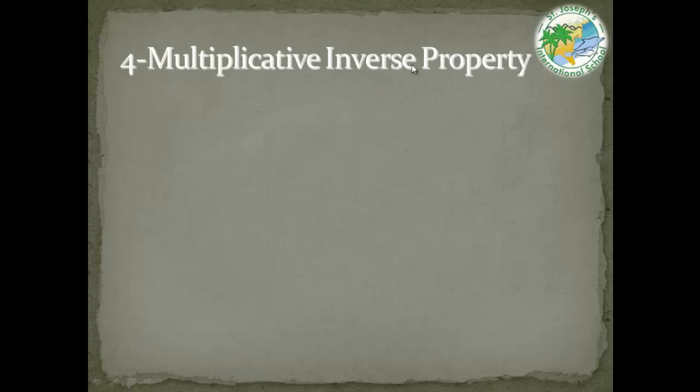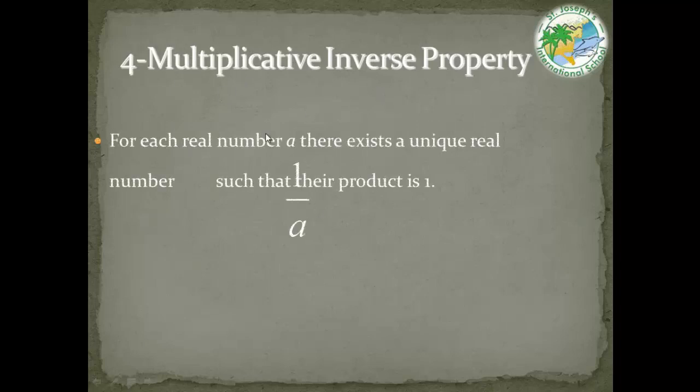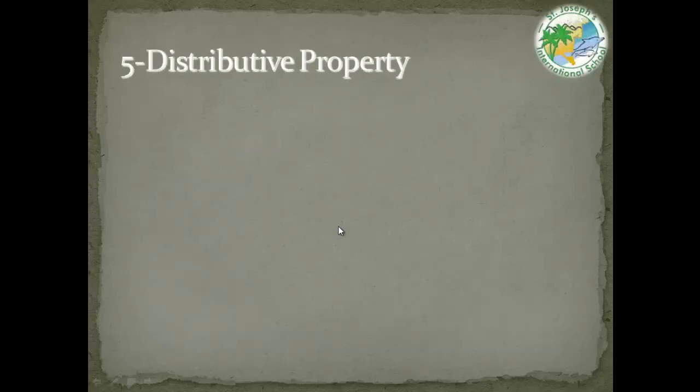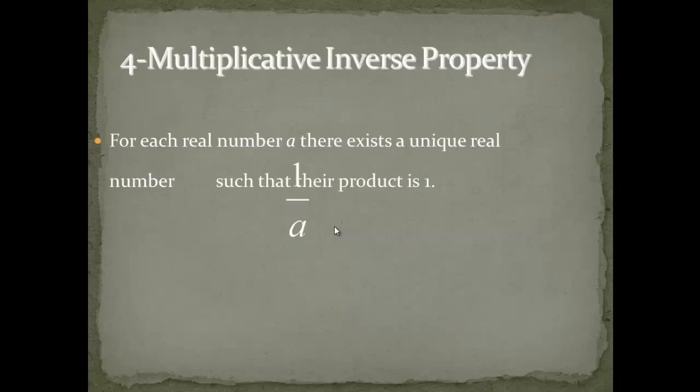Multiplicative inverse property. What is the meaning of multiplicative inverse? For each real number A, there exists a unique real number such that their product is 1. How? 1 over A. We want the product between the two numbers, the fraction and the number, to equal 1. For example, 1 over A times A equals 1. 1 over 5 times 5 equals 1.